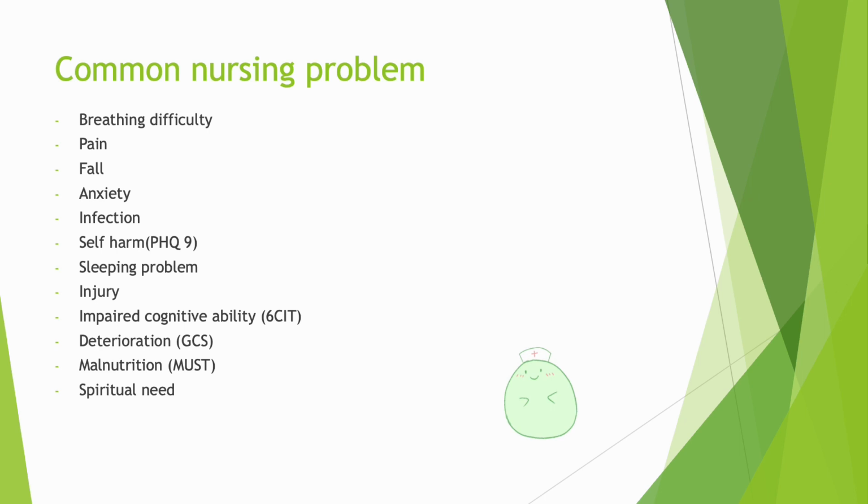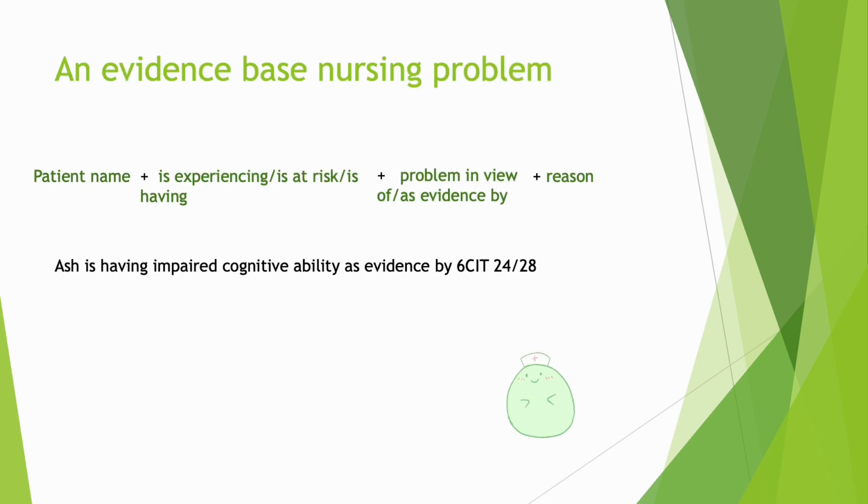Okay, then we will move to the next page. This is how to write an evidence-based nursing problem. So the formula is first put the patient name, and then if the patient is really having this problem already, just put is experiencing or is having, or maybe it's actually just a potential problem. For example, that patient may have a fall risk because she has impaired mobility. Then I will put the patient is at risk instead of is experiencing.